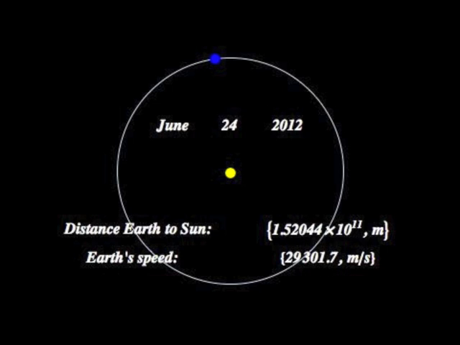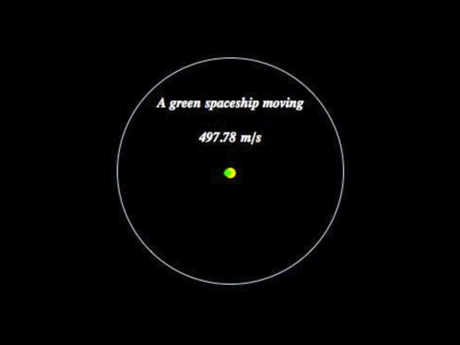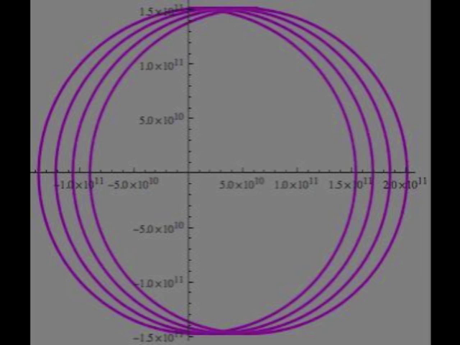Let us finish this video by showing an interesting fact about this model. If we were in a spaceship moving with velocity 497.78 meters per second in the direction suggested by the picture, then we will see the Earth moving with constant speed. The trajectory that we will see is no longer an ellipse. This image shows this trajectory over the period of 3 years.